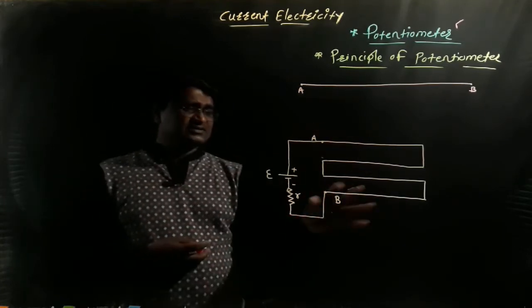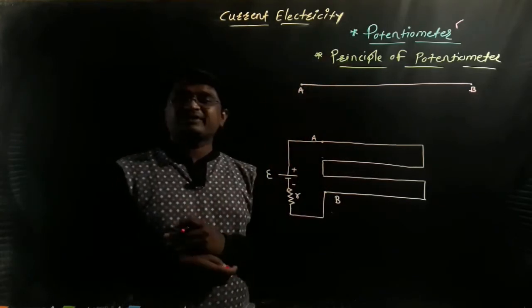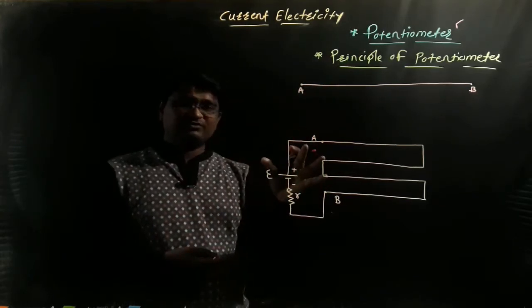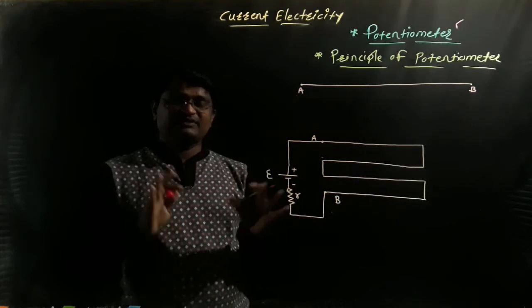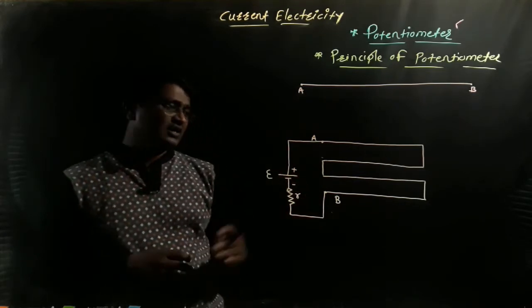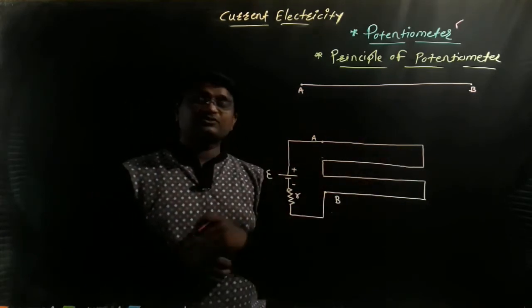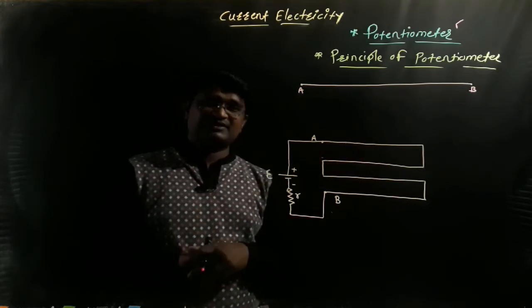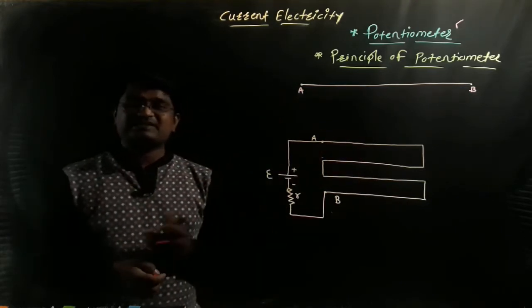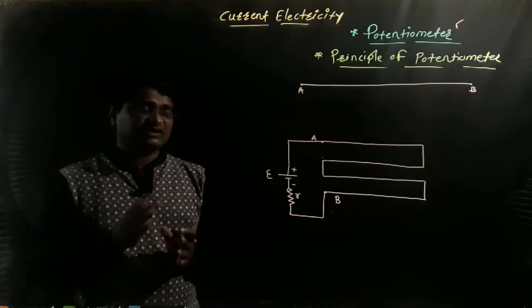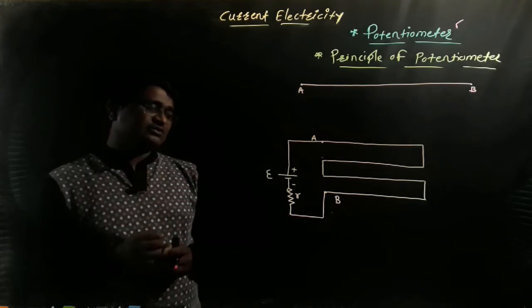This is the simple circuit diagram of a potentiometer. Actually, a potentiometer is just a wire, a very long wire, about 2 to 10 meters long. It is divided into a number of segments, each of length 100 centimeters. So what is its principle? It is very important, so let's discuss the principle.